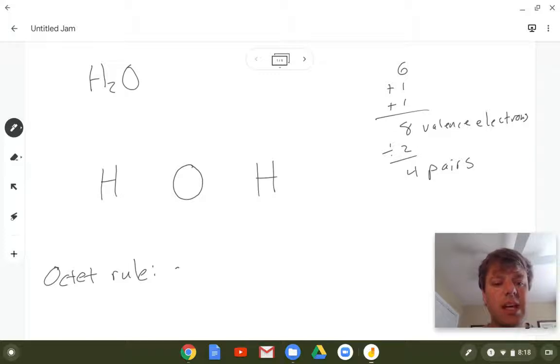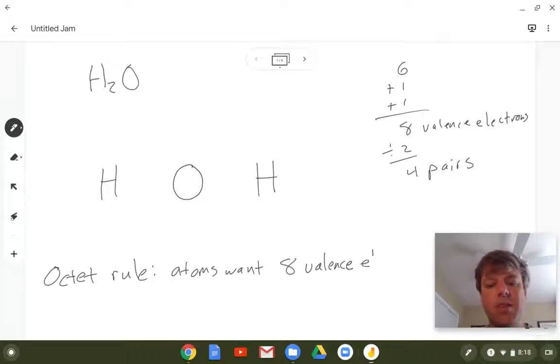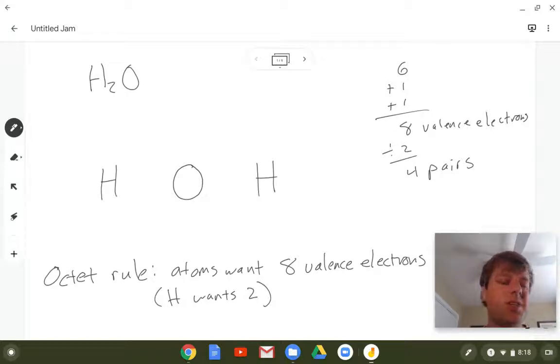which says that atoms want 8 valence electrons, except hydrogen wants 2. So hydrogen follows what's called the duet rule. Everything else follows what's called the octet rule. This is our general guideline.